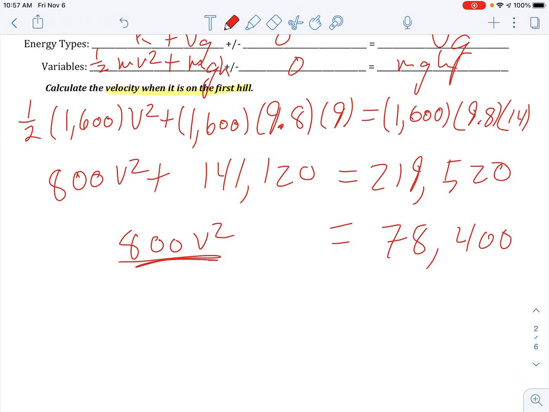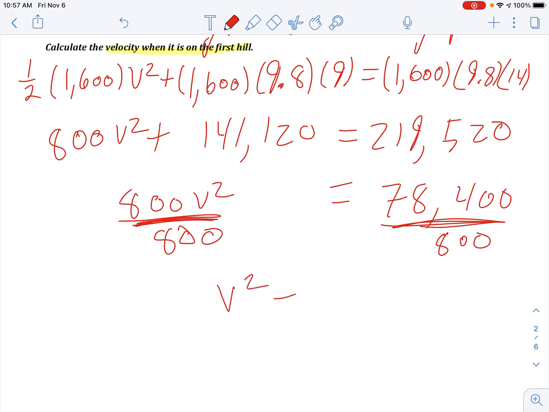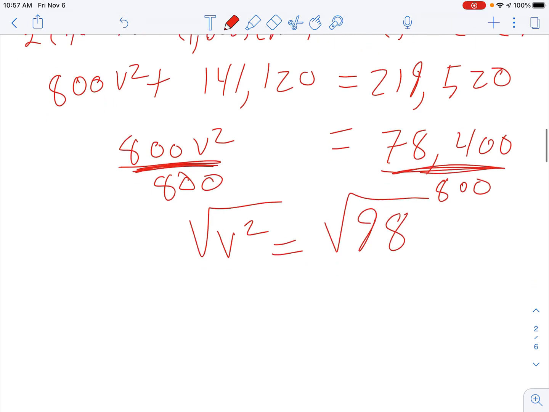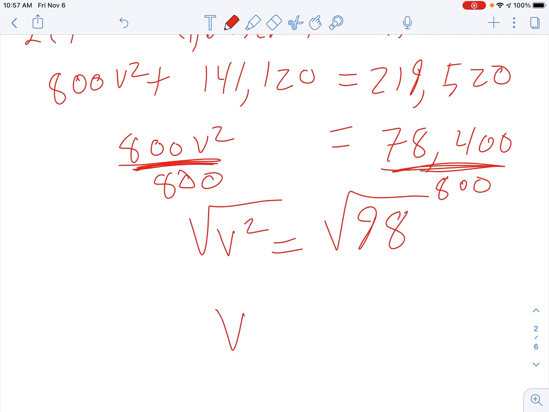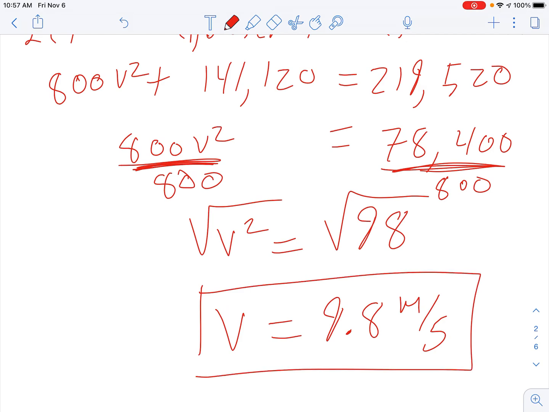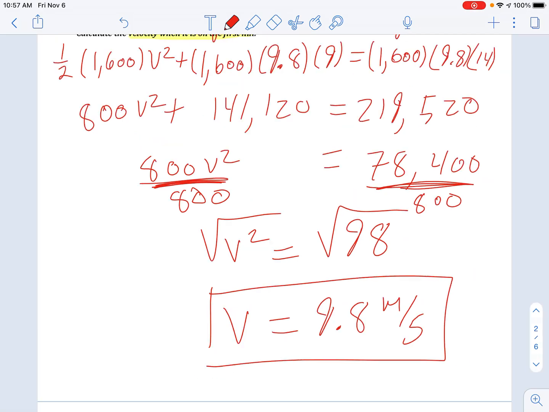So then since these are multiplied, to move the 800 over, we need to do the opposite. We need to divide by 800. So divide both sides by 800. And we see that v squared equals 98. And then finally, we got a square root. And the square root of 98 is 9.9. So the velocity equals 9.9. Always remember to put your units on there. And velocity is meters per second.